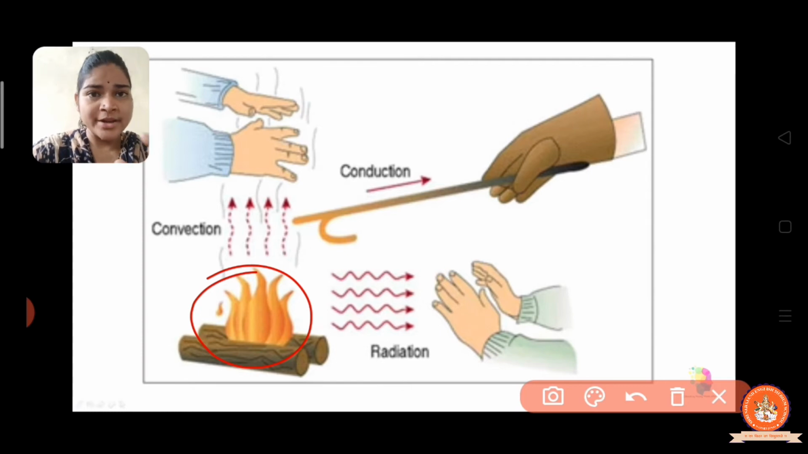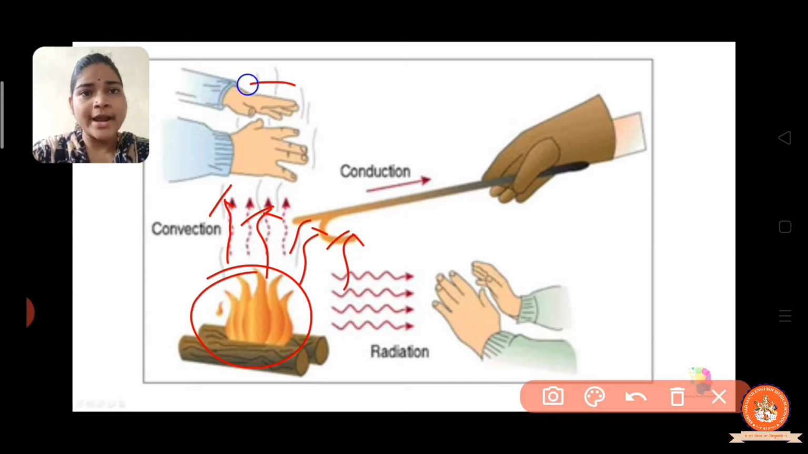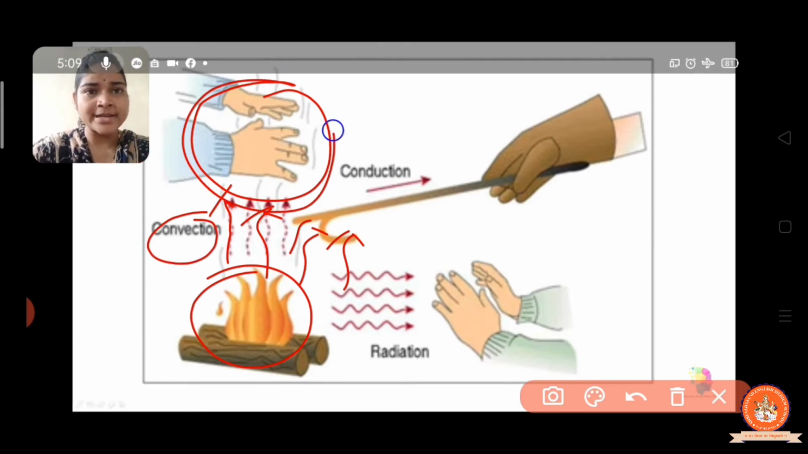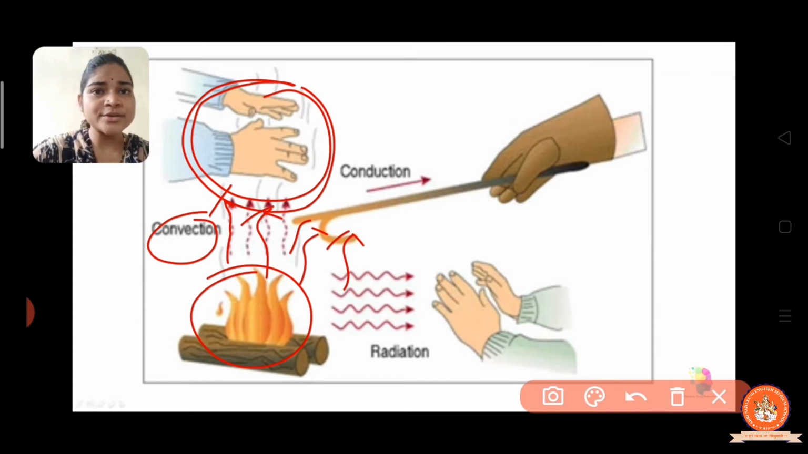So due to the burning of wood, the air becomes hot, expands and rises up. Right? And if you put your hand over the flame, you feel warm because of the convection method of heat transfer. So if you put your hand here, you feel warm because of the convection method of heat transfer.